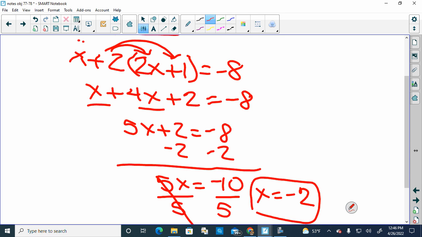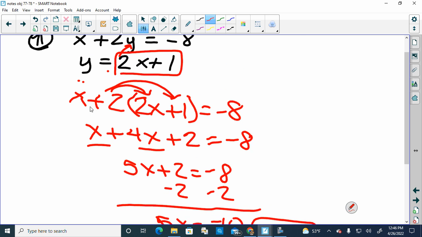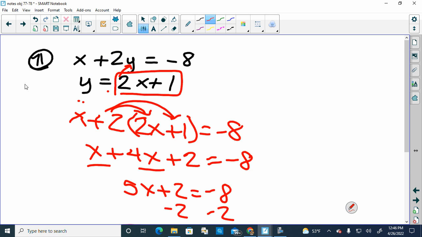Okay, then you just go back to, remember it has to work in both, so it doesn't matter which one you pick to plug it back into. So I'm going to replace the x in one of the equations with a negative 2. You can plug it into this one or this one. Personally, I would choose that second one.